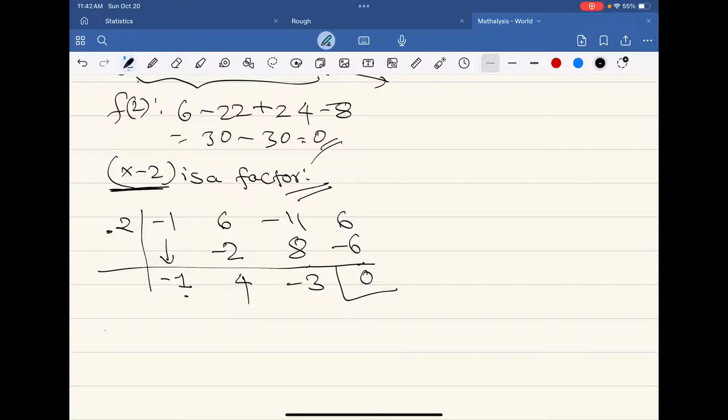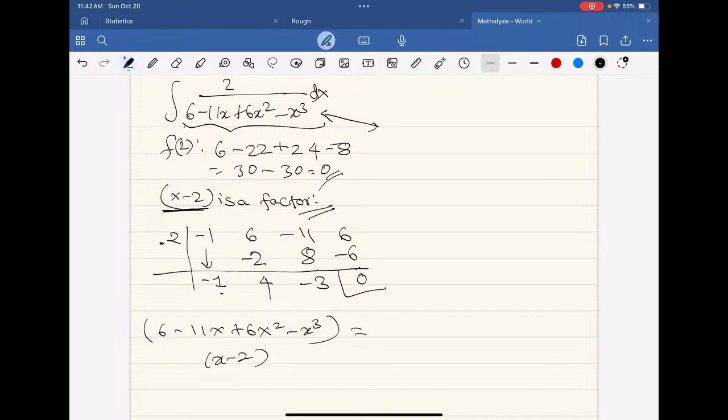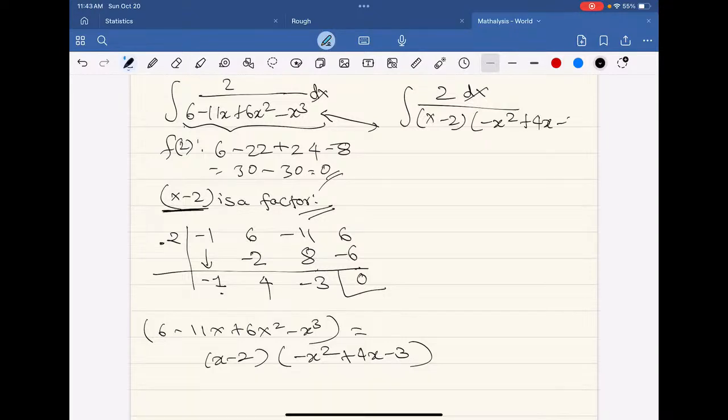Now this tells us that if I divide 6 minus 11x plus 6x square minus x cubed by x minus 2, the other factor will be minus x square plus 4x minus 3. Okay, I hope you got this one. Now if you know this one, let's try to integrate it. Integral of 2 dx divided by x minus 2 times minus x square plus 4x minus 3.